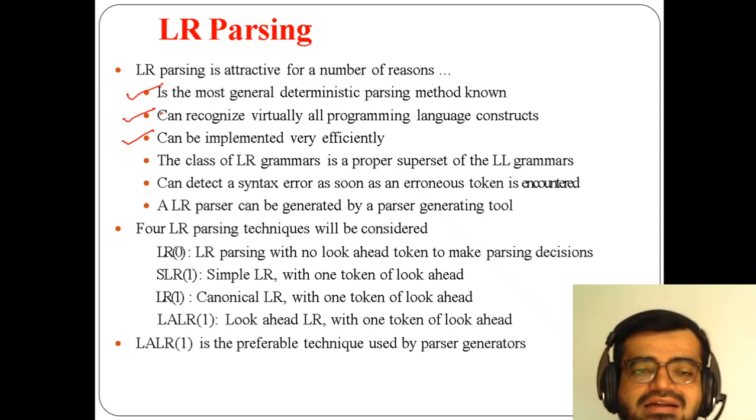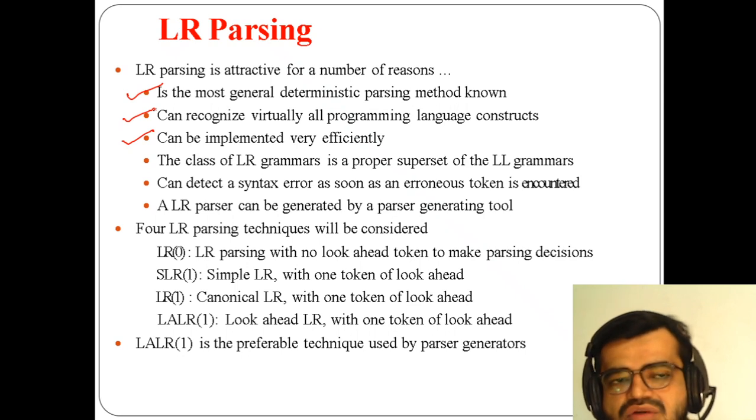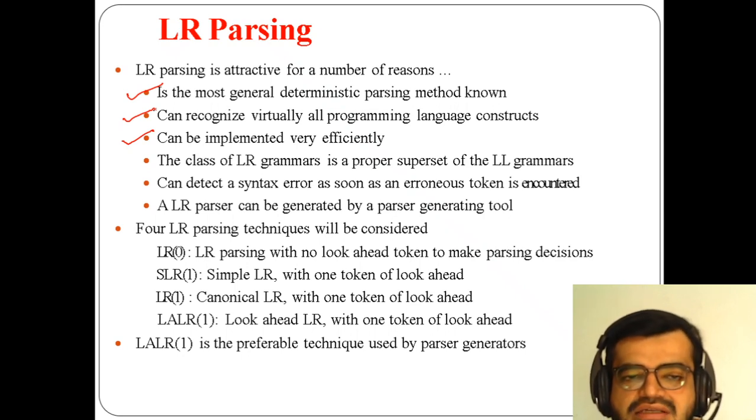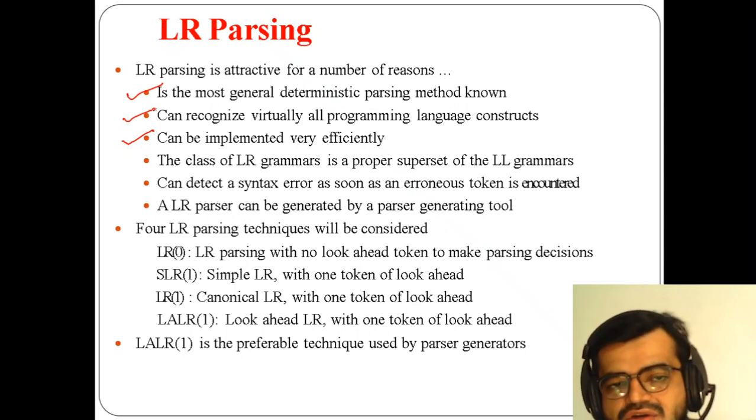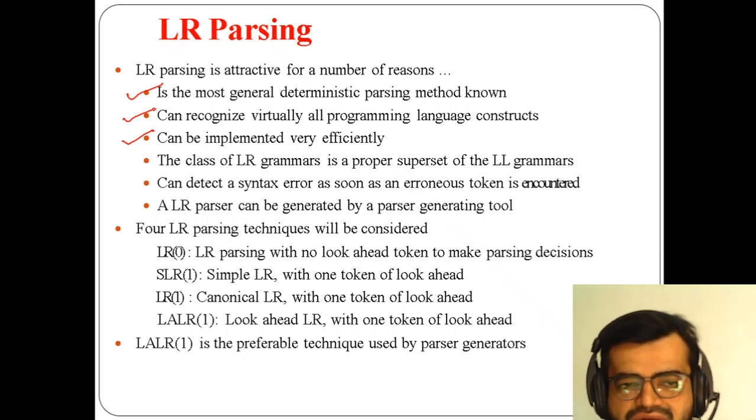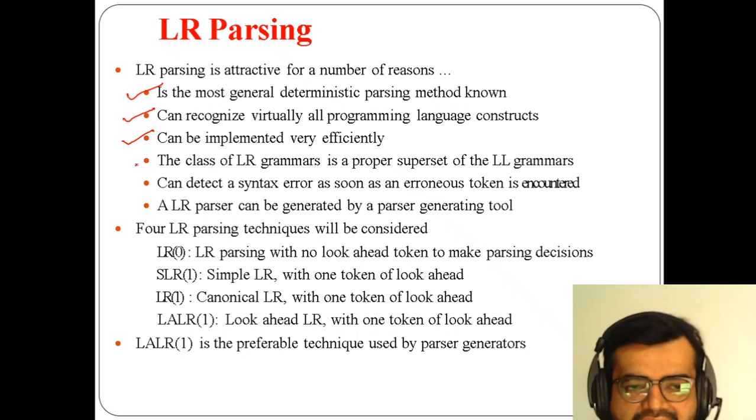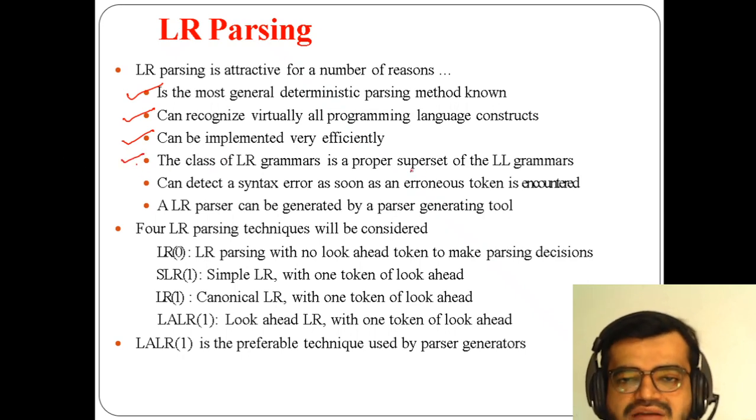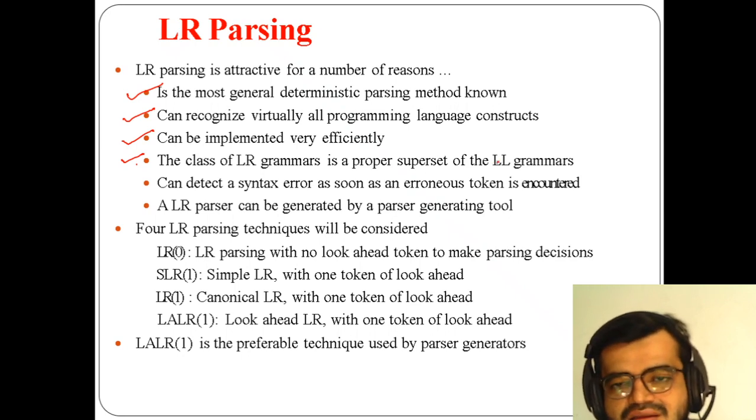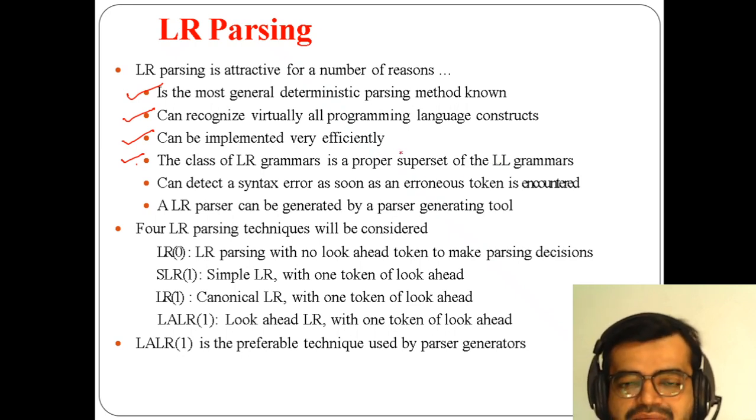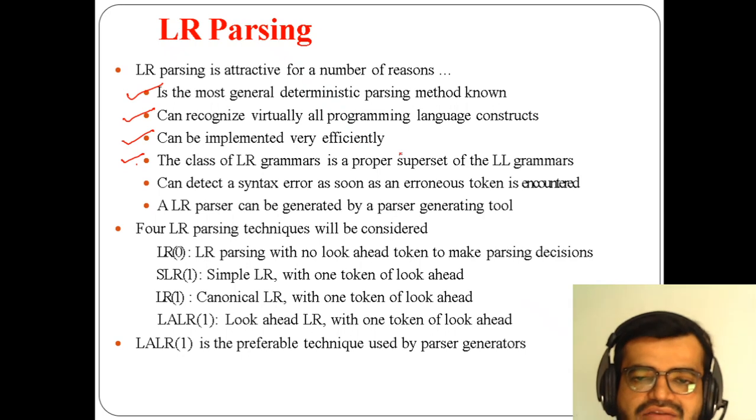Because it contains different types of techniques, you can use any of the techniques based on the type of grammar you are choosing in order to verify for that. So that is why it is very inefficient in nature. And the class of LR grammar is a superset of LL grammar. So as you know, LL grammar is a subset and LR is a superset.